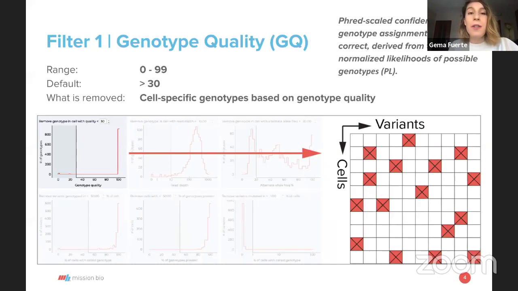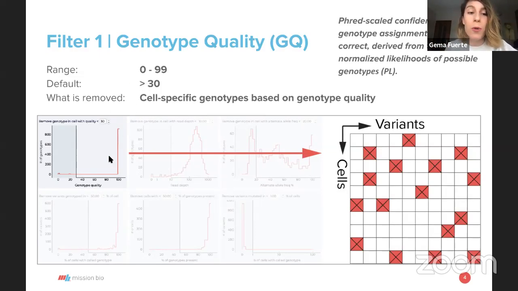So this first filter is called genotype quality. This filter has a range from 0 to 99. And we also have default filters. So when you work with Tapestri Insights, you don't need to worry about changing any of these filters. We have default settings, and this is what you will see below all the ranges that I'll show you for the filters. But some people, as I said, want to play around with them. So that's why we provide you that flexibility. So the default is 30.